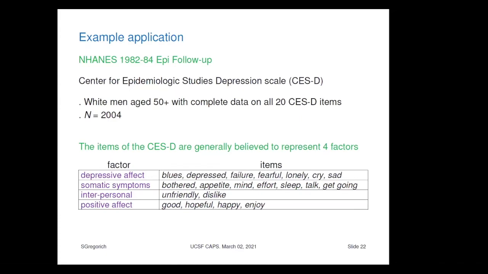And now I want to get to an example application. This is an example I've had around for a long time. It's the old Haynes data, where this is just white men age 50 plus, with the CESD as the instrument of choice here. The CESD is generally believed to represent 4 factors, and these are the factors over here, and these are the items that correspond to each factor, at least according to what's typically reported in the literature.